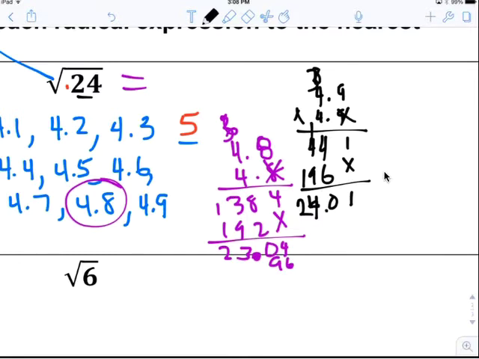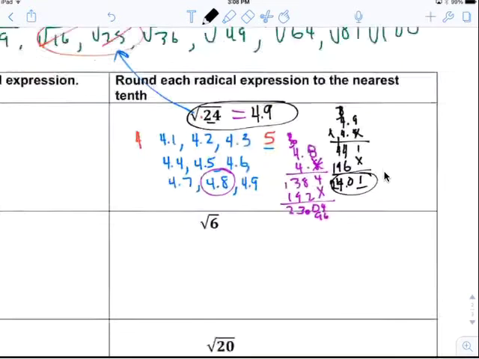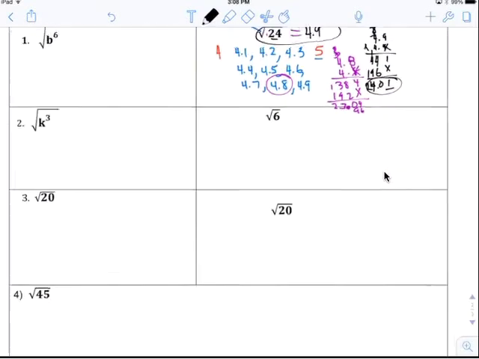Oh, look at how close that is to 24. It's only 0.1 away. Very, very close. So 4.9. The square root of 24 is 4.9. Okay? You do that to all of this.